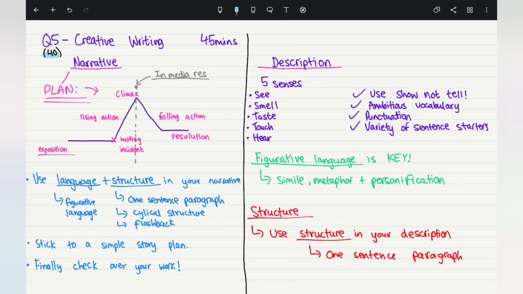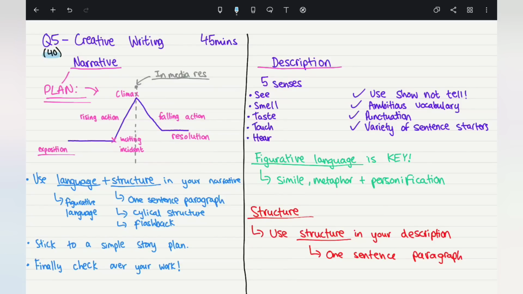Now you can choose which one you want to attempt, but I would recommend you learn how to master both of them. So if you do decide the narrative or the description, regardless, it is 45 minutes. In terms of the time, how I would break it down: spend the first 5 minutes planning, the next 35 minutes writing, and the last 5 minutes checking. If you choose the narrative, ensure you plan.